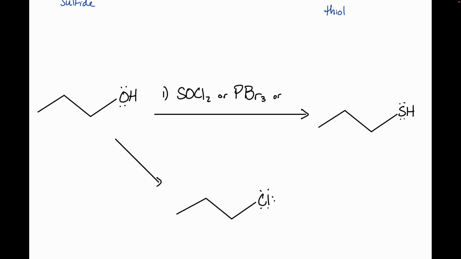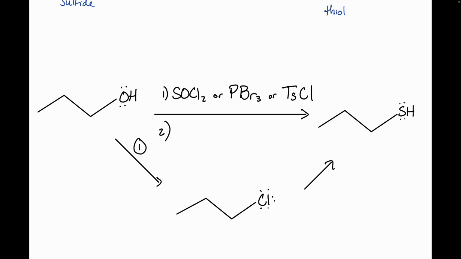There was even a third method of converting alcohols into good leaving groups. Does anybody remember what that is? Yeah, TsCl, that big ugly molecule there. All right, and then from there, now I have my good leaving group, so I can go ahead and follow that up with thiourea and our dilute sodium hydroxide. I guess that would be steps 2 and 3 in order to get my thiol.